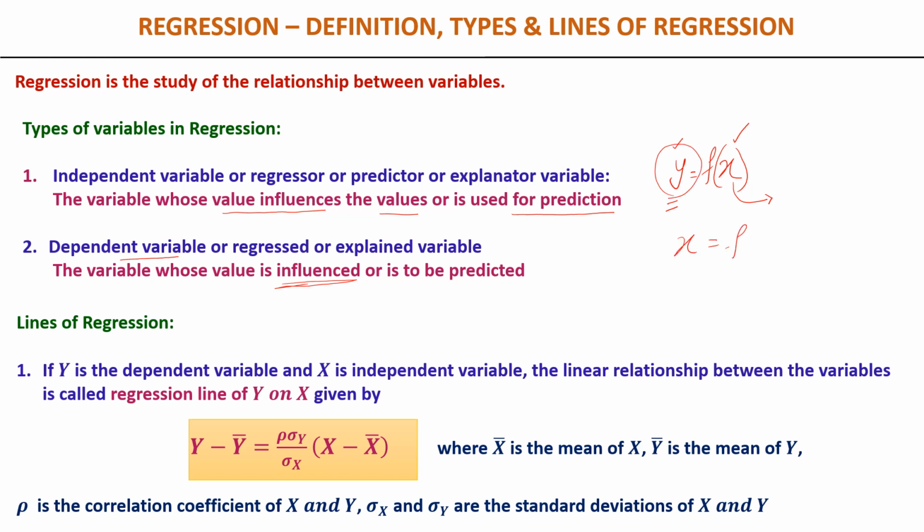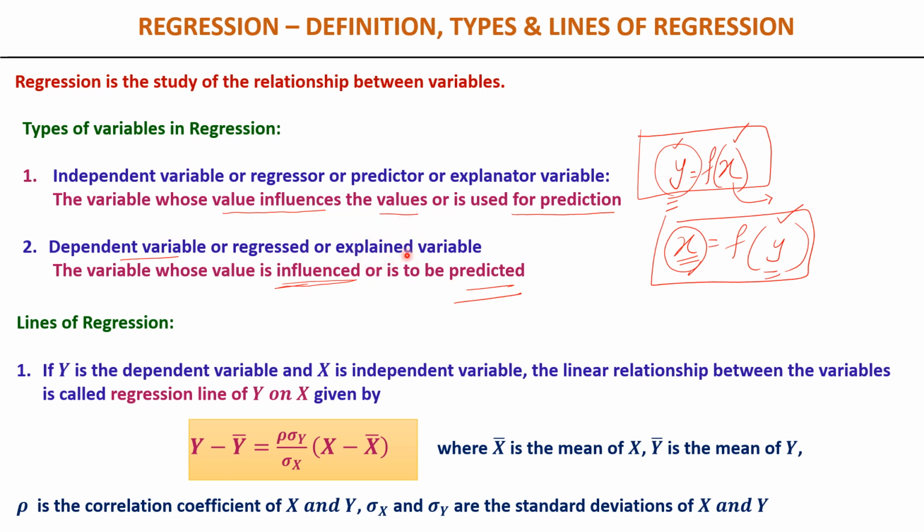If I have x to be a function of y, in this case x will be dependent on y and y is the independent variable. So a dependent variable is one whose value is either influenced or is to be predicted. In this example it is y and in this example it is x. These are the names given for those kinds of variables. An independent variable is also called a regressor, a predictor, or an explanator. The synonyms of dependent variable are regressed or explained.